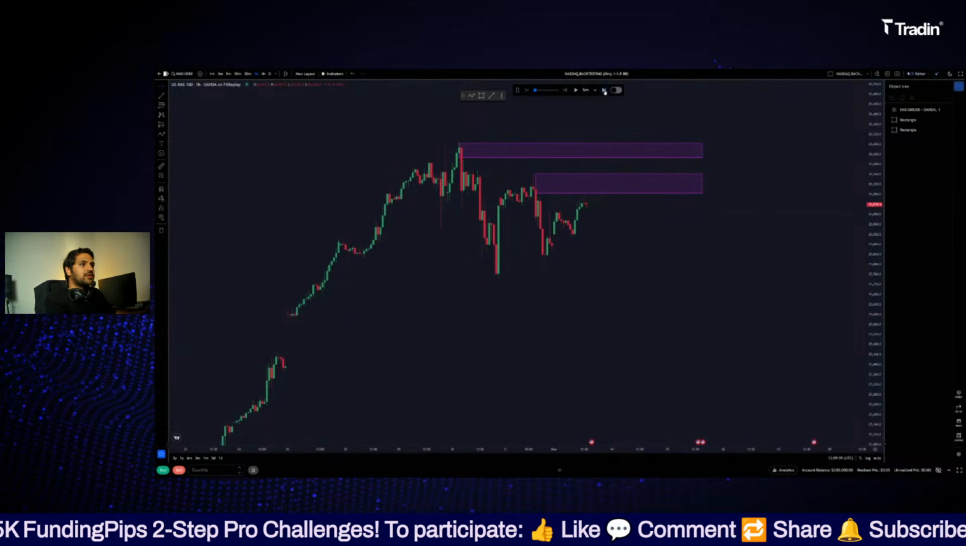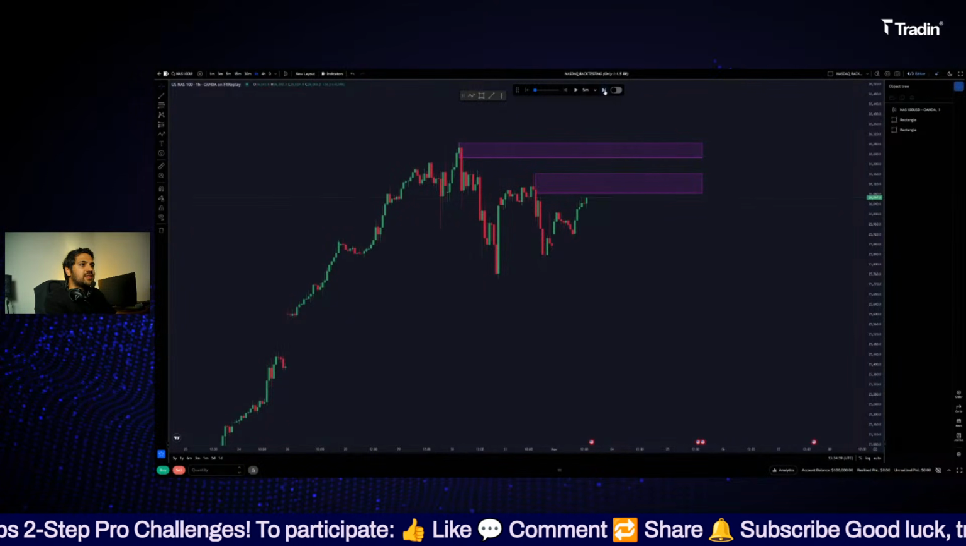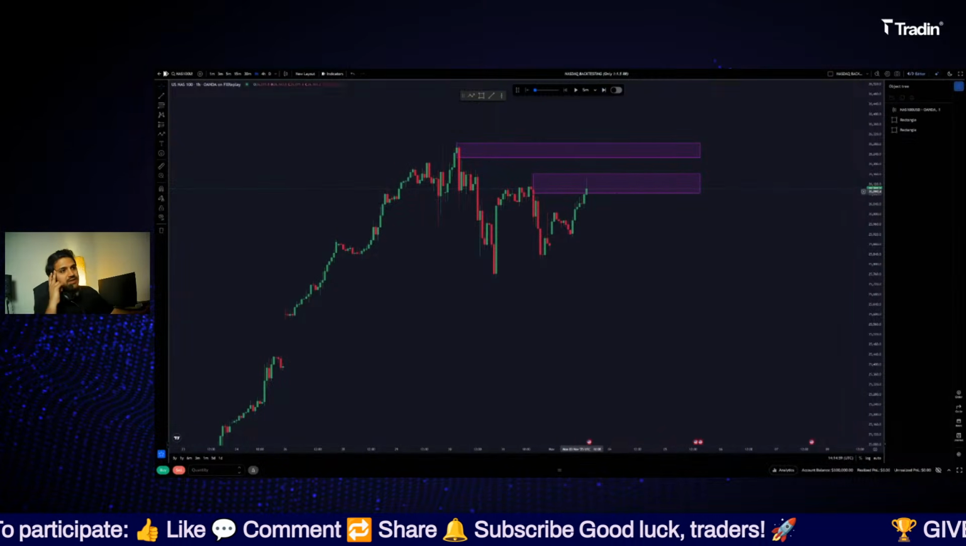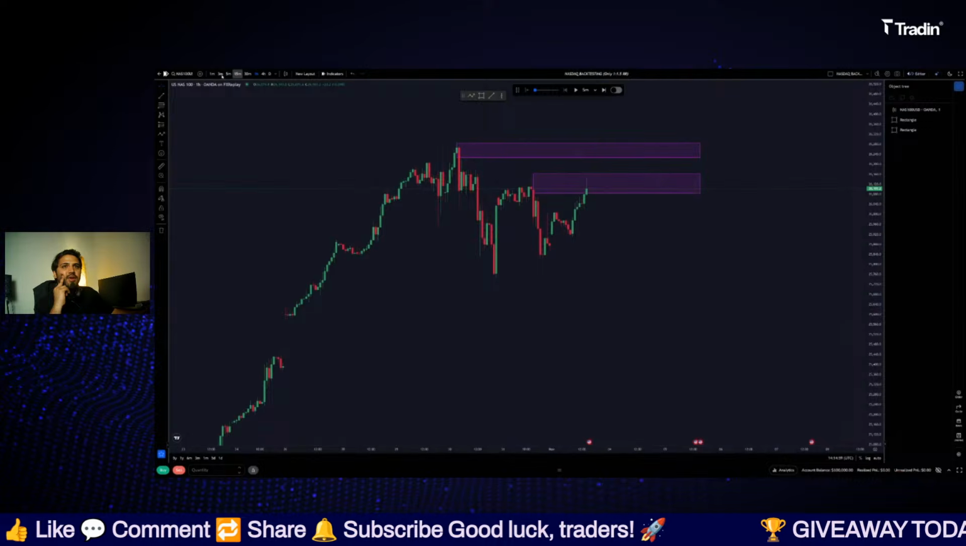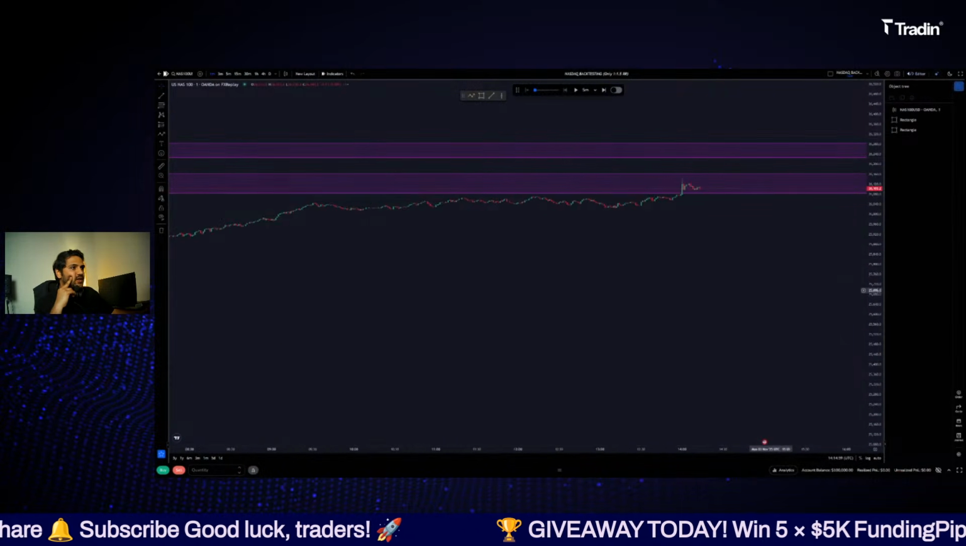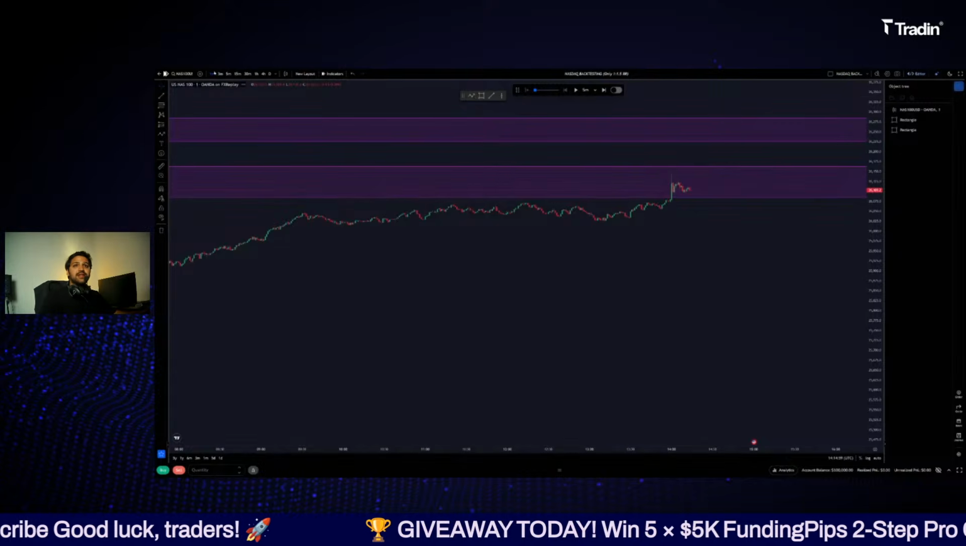Just gonna play the candles right here, and you guys can see. Okay, so now we are tapping into the zone. Once it tapped into my zone, I'm just gonna look at the 3-minute or 5-minute time frame for confirmations that the price is supporting these levels.